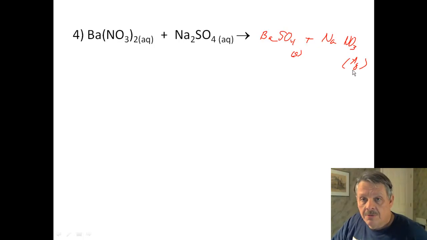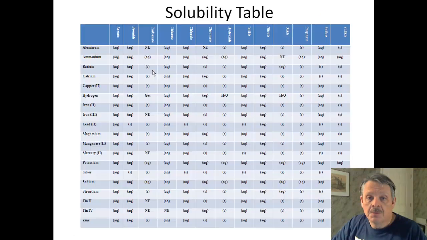So now we have to balance the equation because our charges are balanced. We notice we have one barium, but we have two nitrates, so that means we have to put a 2 over here. We have two sodiums and we have one sulfate, so we are balanced. So we have our final reaction, and it is double replacement.